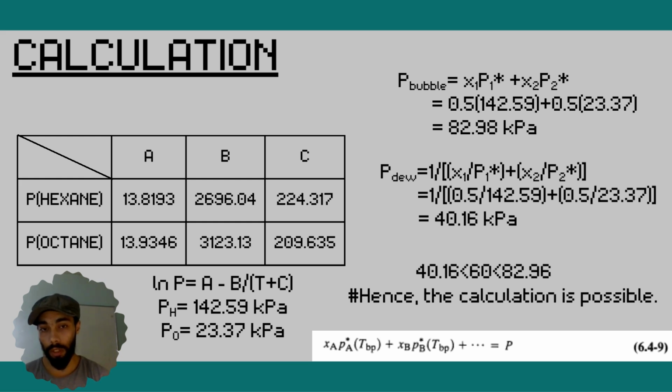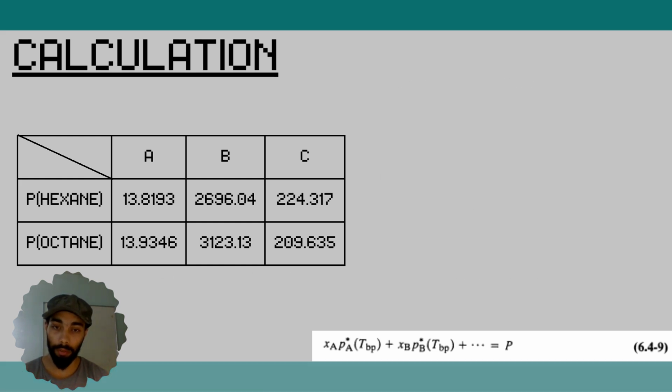The P dew is equal to 1 over (x1 over P1 plus x2 over P2). So we plug in the values and we get P dew as 40.16 kPa. That means the assumed pressure of 60 kPa is less than 82.98 and greater than 40.16, hence the calculation is possible and we can proceed as per the assumption.